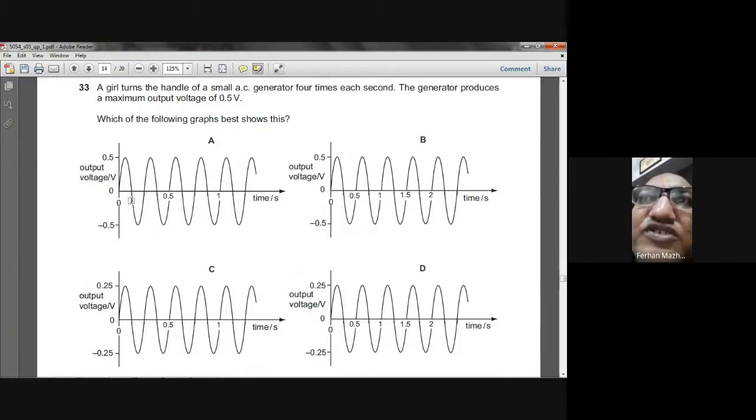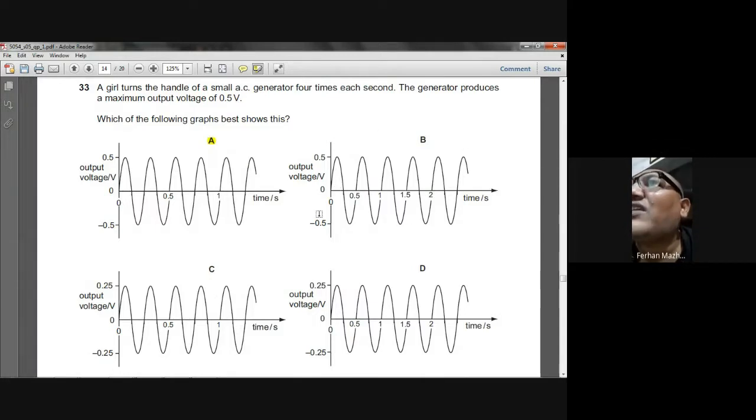You see in option A, in 1 second there are 4 waves because she did 4 revolutions in 1 second. So there should be 4 waves in 1 second, and the amplitude should be 0.5 volt. So from the mean position it should go 0.5 volt up and 0.5 volt below the mean position. So A is the right choice.